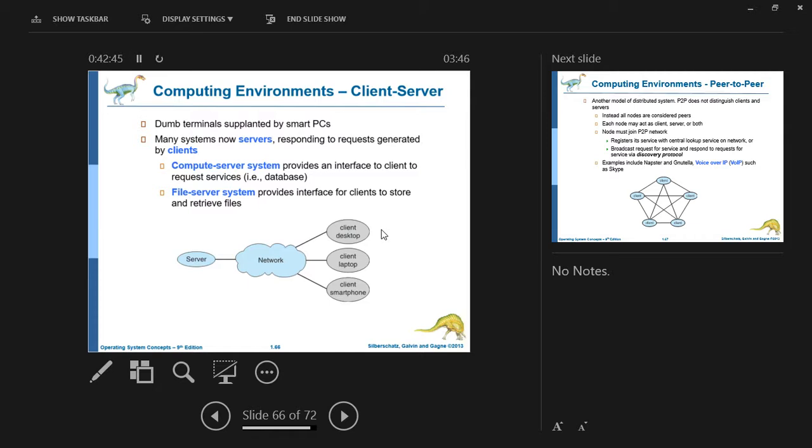And you can see the client-server model in the early days. Many systems now have servers. You say it's a server when it has higher configuration and higher capabilities, and runs 24/7. Any system can be made a server, right? Your laptop, your desktop. Many systems now can be found as servers. A compute server system provides an interface to clients to request services. What the server does is process the request put by the particular client, right? Most of the time you are trying to access certain data or perform certain operations.